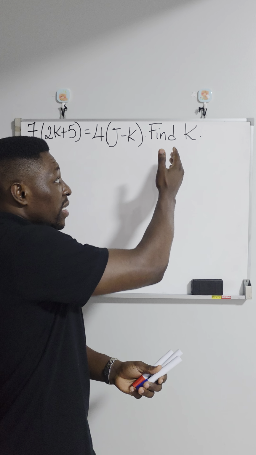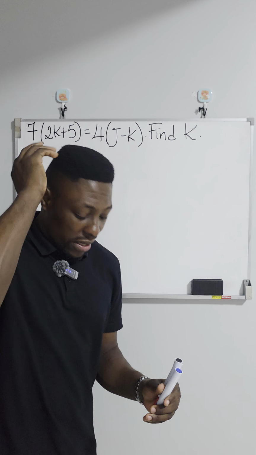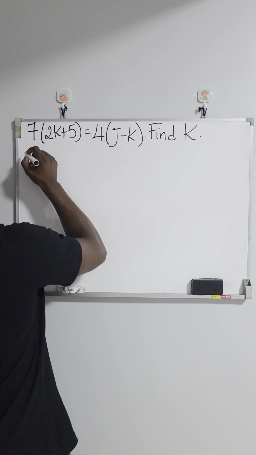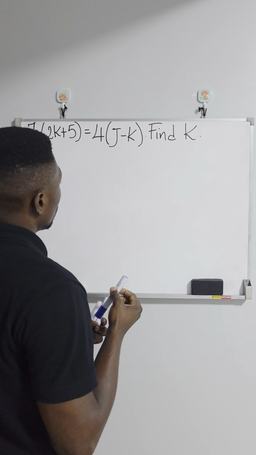Now they've said find k. Tomorrow they might say make k the subject of the formula. It's one and the same thing. Follow me, dear friends. Solution. The first thing is to locate where our k is. We have it on both sides of the equation.